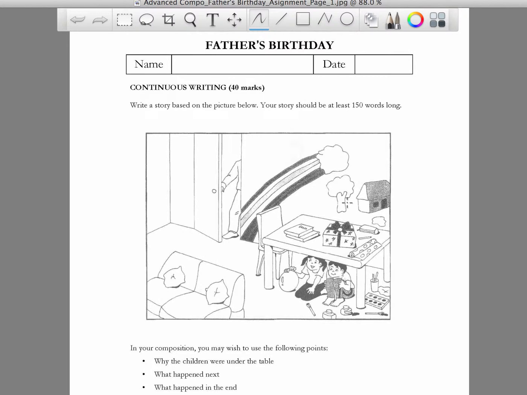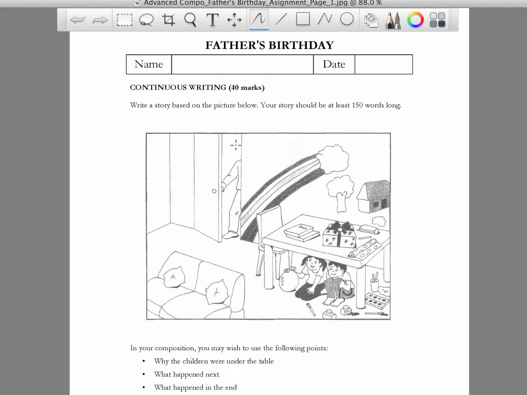In this picture, we see that there are two children, a boy and a girl, hiding under a table. We also see a gift and some wrapping paper on the table. This suggests that there is going to be a birthday celebration. And because the children are hiding, it would hint that they want to give a surprise to the person whose birthday it is.